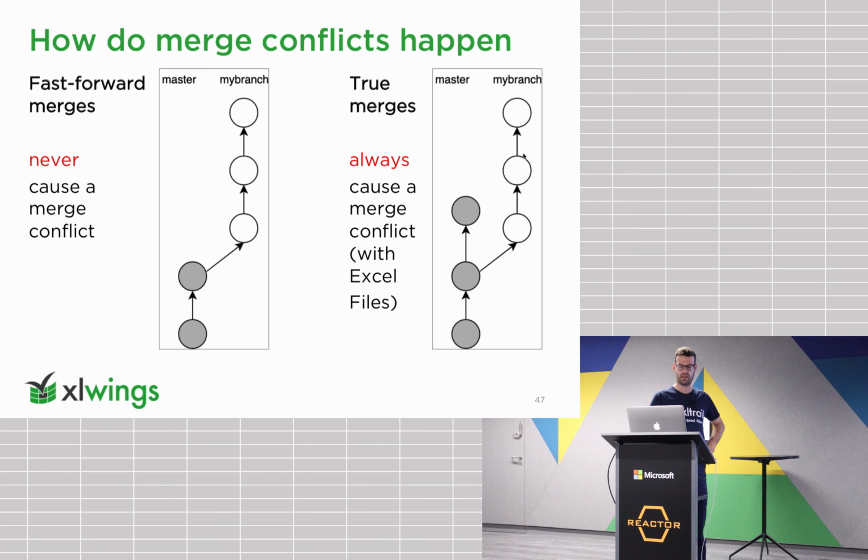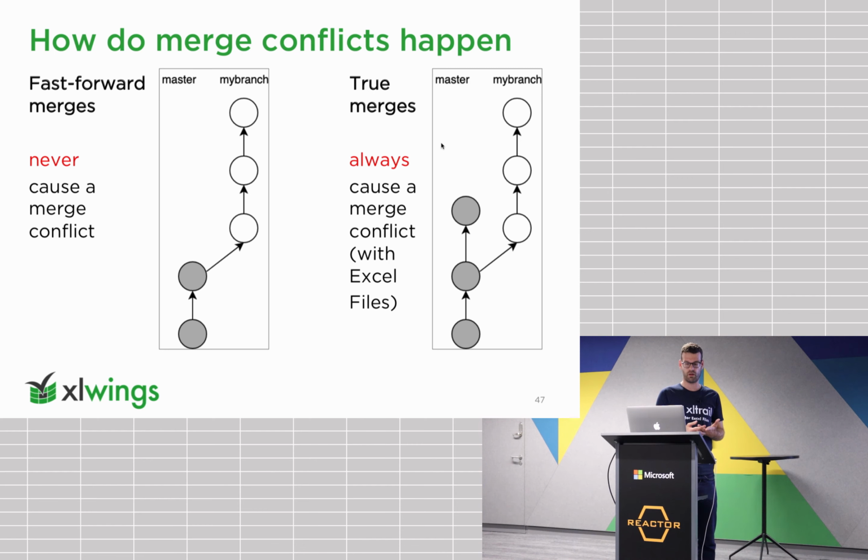And so in this moment, Git absolutely has to make a merge commit. It absolutely has to do a proper, true merge. As I mentioned previously, it is usually able to resolve and automatically merge these kinds of things for text files, but it will never be able to do that with Excel files, because it doesn't know how to automatically merge Excel files.